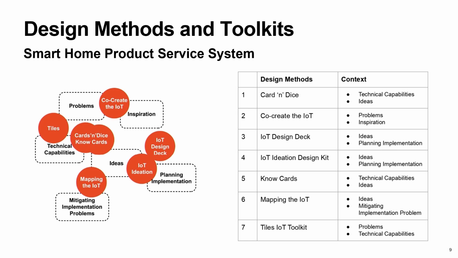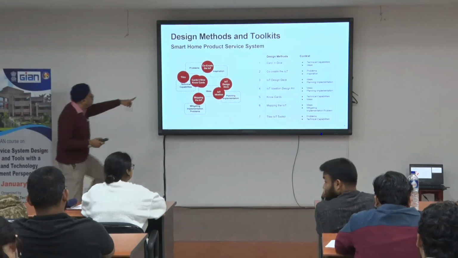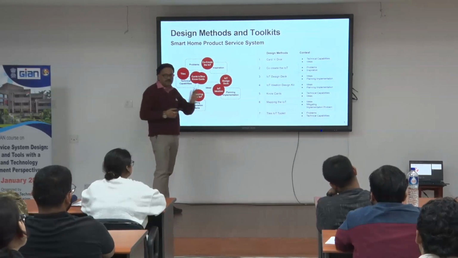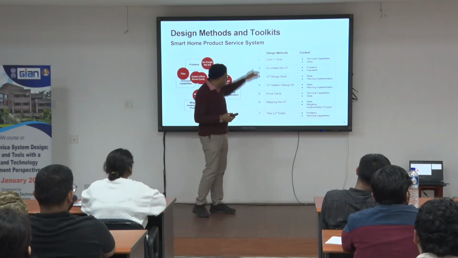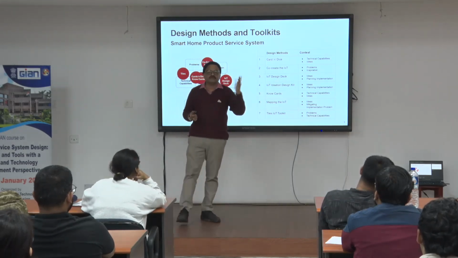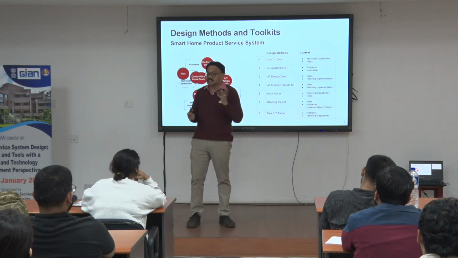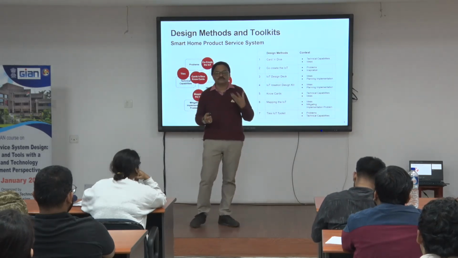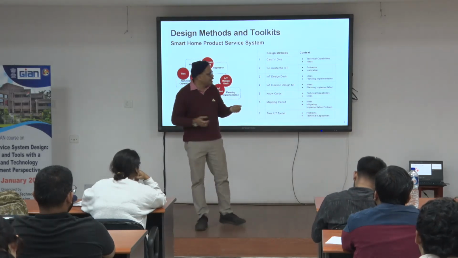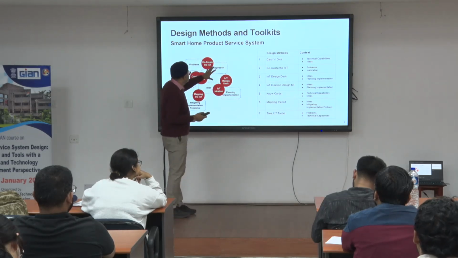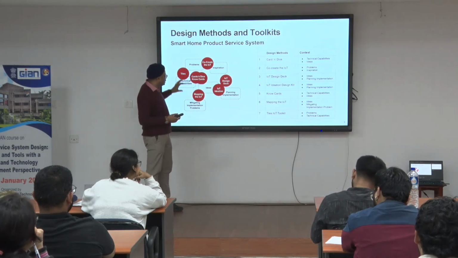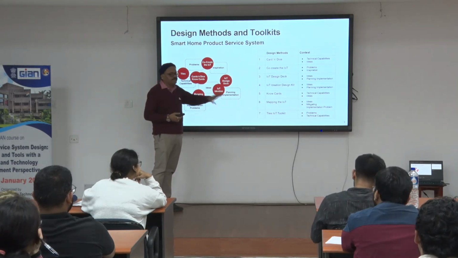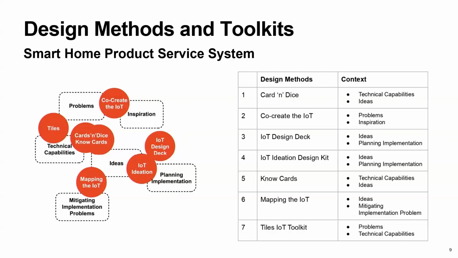This is the mapping of different toolkits. We identified these 6 different attributes on the basis of which we analyzed these toolkits, because all these 7 different toolkits have different pros and cons. In different contexts, different toolkits work better. So we tried to identify, from problem solving, from inspiration, from ideas, from technical capabilities, from mitigating implementation problems or planning implementation, which toolkit is lying where.